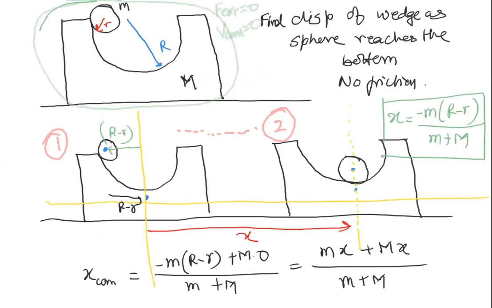Both of these came to the same coordinate. So the distance moved by the wedge must be the mass of the sphere multiplied by the distance between them divided by the sum of masses. Distance between them is R minus r.